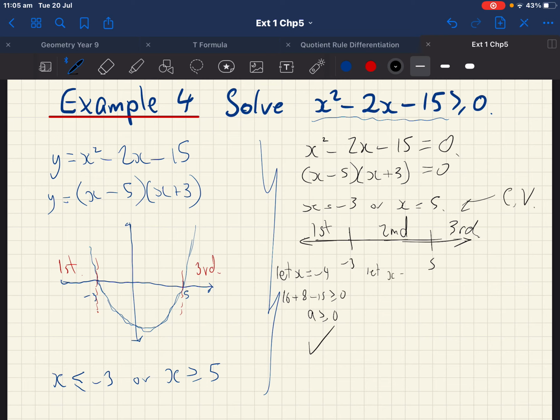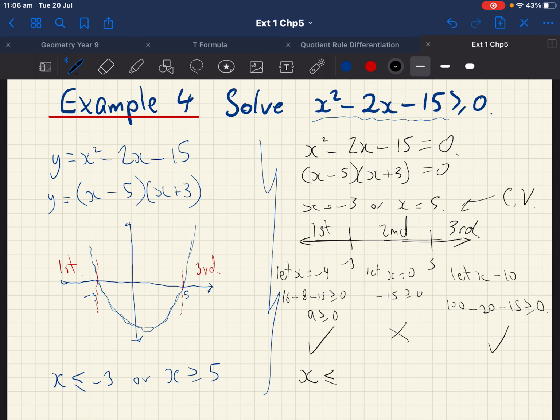When you test an x value belonging to the middle region, in this case I've chosen 0, you end up with something that is not true. And if I test a value from the third region, maybe I'll let x equal, let's just say it's 10. Right? It can be any value from that third region. You'll end up with some expression, I should say, which ends up being, in this case, true yet again. So, using the critical values, we have determined that the first region and third region belong to our solutions.